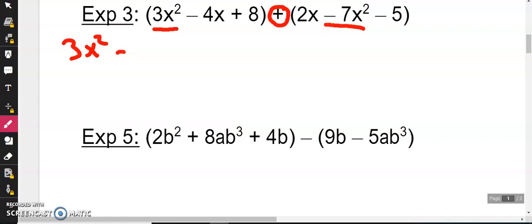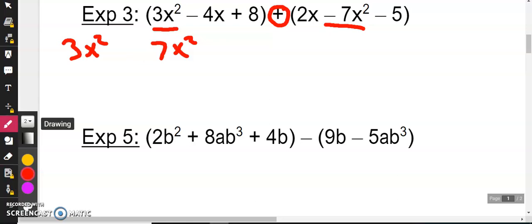So I'm going to add negative 7x squared. And I know that when I see plus and minus next to each other, the minus takes control. So positive negative makes a negative. So if I combine those together, 3 minus 7 is negative 4. So we'll have a negative 4x squared.